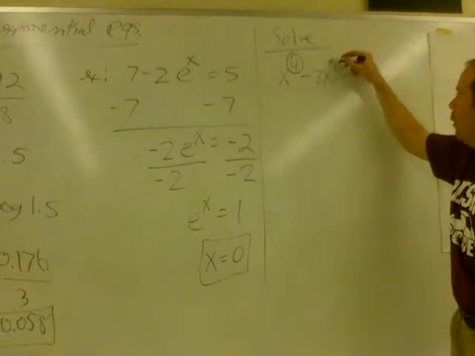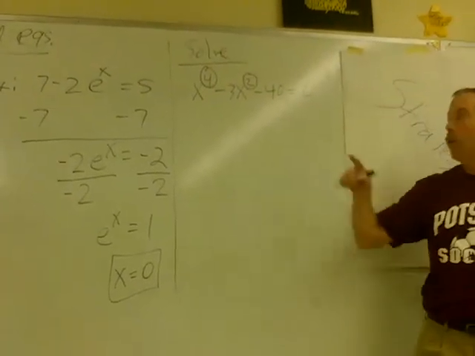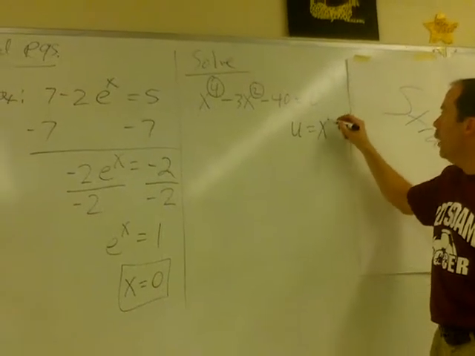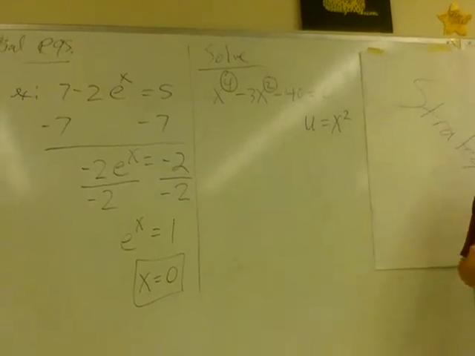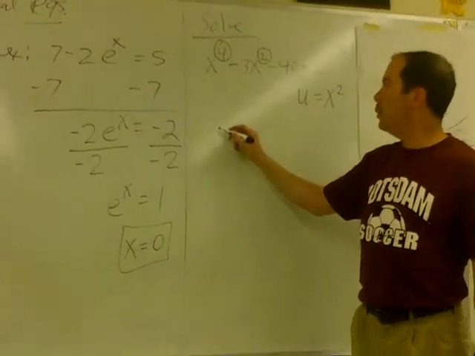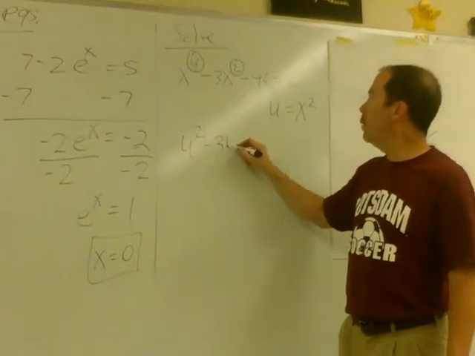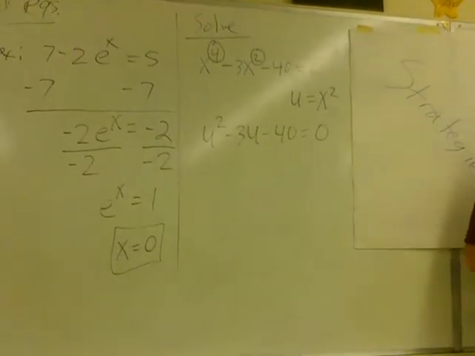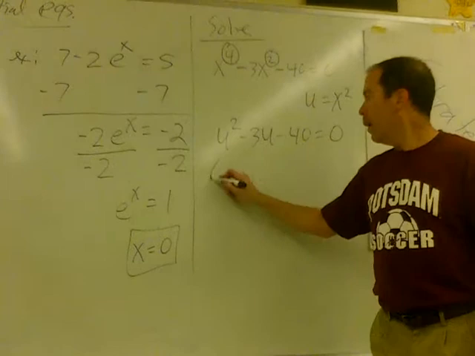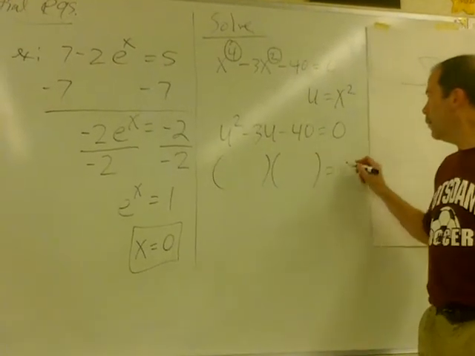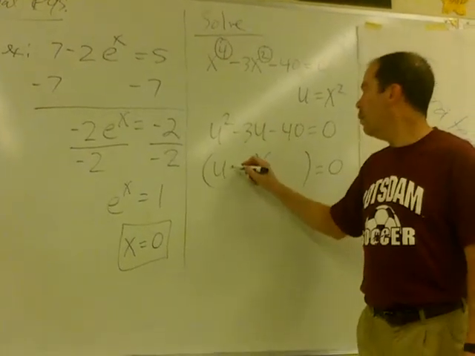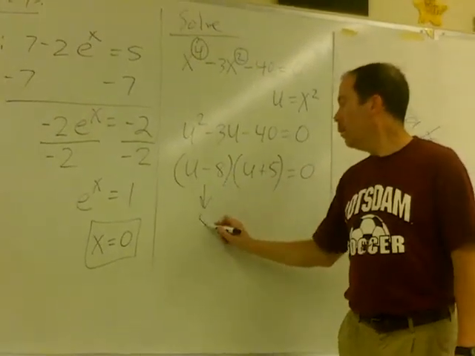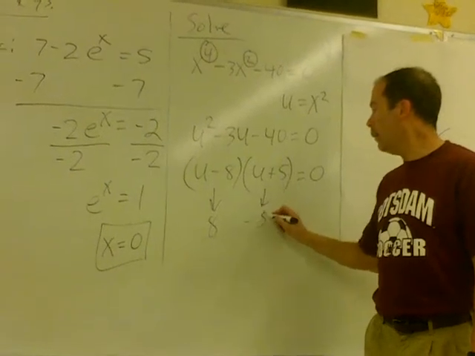We got 4 down to 2 down to none. The ratio is 2 to 1, so we make our substitution. We say that u is x squared. And then we plug that into the equation up here, so we get u squared minus 3u minus 40 equals 0. Is that factorable? This is indeed factorable, 8 and 5. u minus 8, u plus 5. We got 8, and we got negative 5.